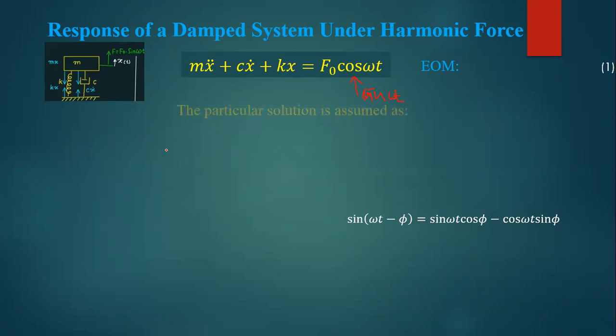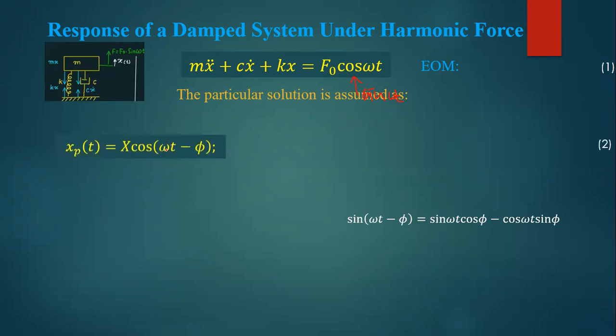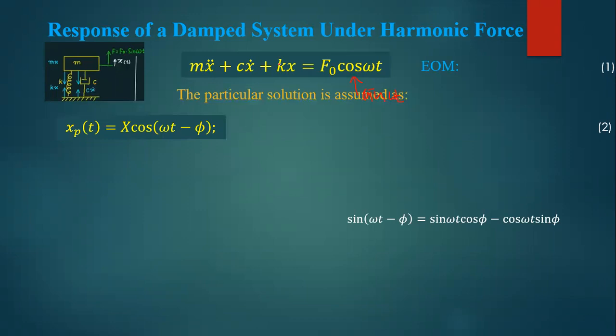And the particular solution assumed for this case is x cos(omega t minus phi). Okay, so this is the particular solution. Considering the right side zero, the homogeneous second order differential equation, m x double dot plus c x dot plus k x is equal to zero, the solution becomes x cos(omega t minus phi).